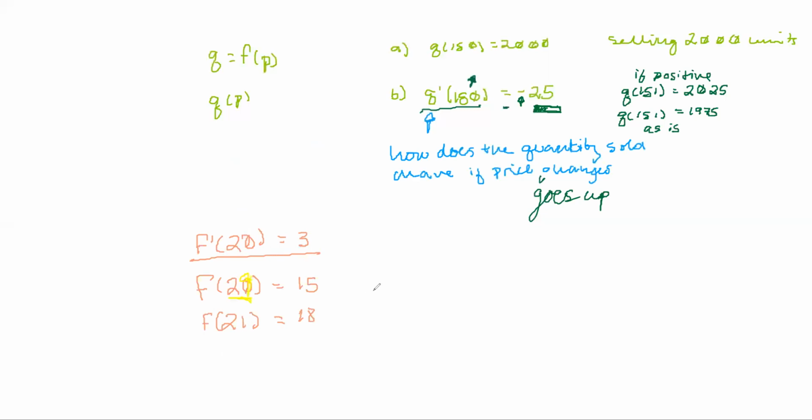We can never say that f of 19, if this internal part decreases, is going to be 18, because I'm trying to explain this.